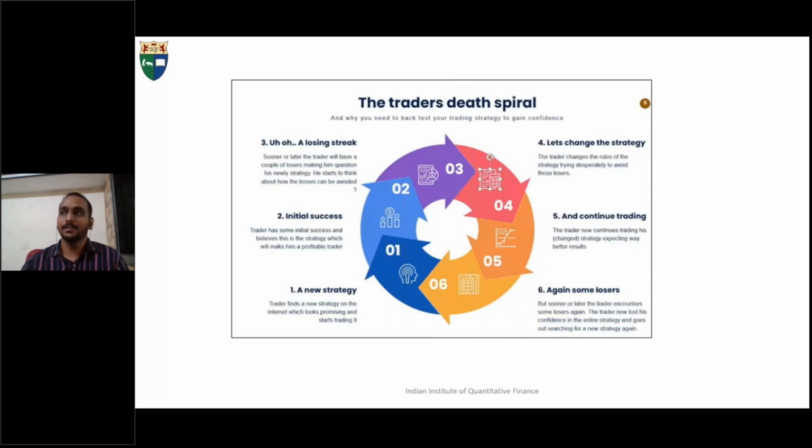Once the trader changes the strategy, he keeps on trading with different strategies. He doesn't stick to a system, expecting better results from a newer strategy. But we are going to clear this myth: sticking to a system is very important, and changing systems is a flaw which every trader makes. Now again, sooner or later the trader encounters some losing trades with that particular strategy, and he loses confidence in the strategy.